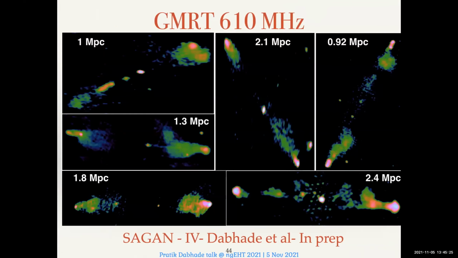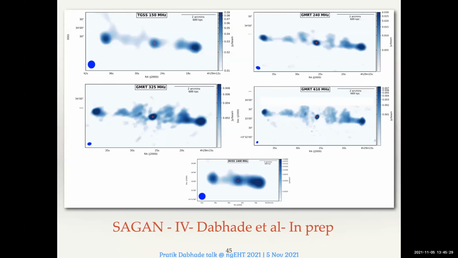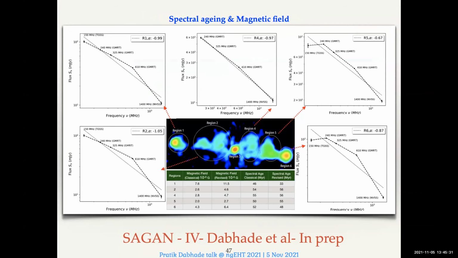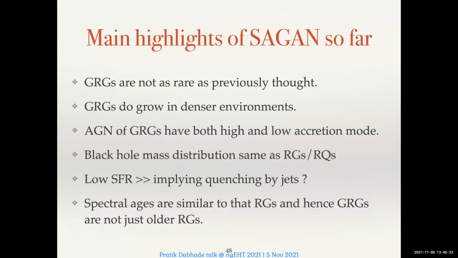So, spectral aging. We also carried out a multi-frequency study with the GMRT to study their ages. I'll quickly go through the highlights I want to talk about. From this project, we could conclude that GRGs are not as rare as previously thought, but they are still rarer compared to the larger radio galaxy population. They do grow in denser environments, so they don't grow only in sparser environments.